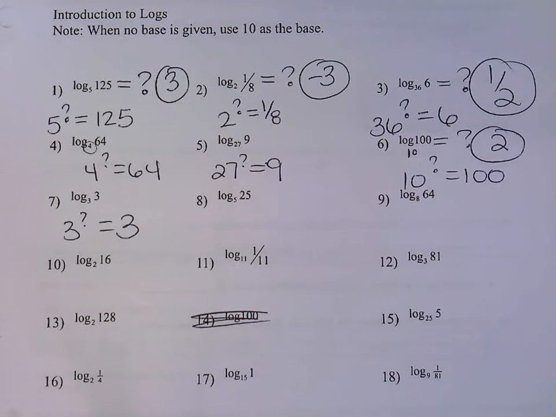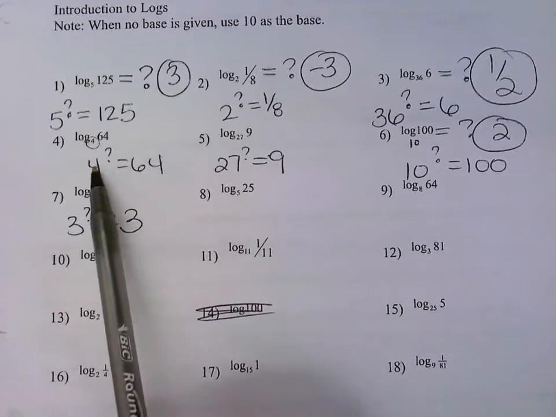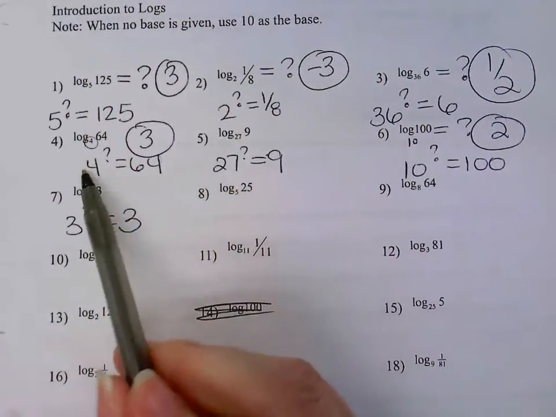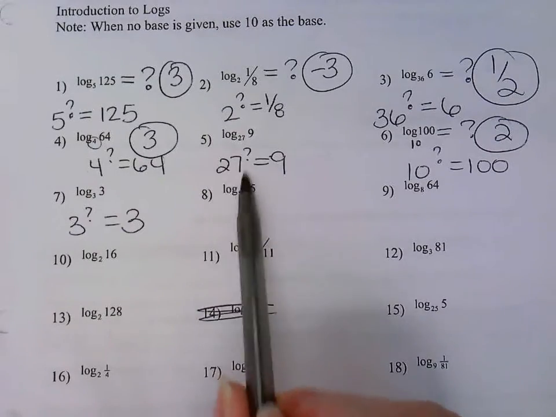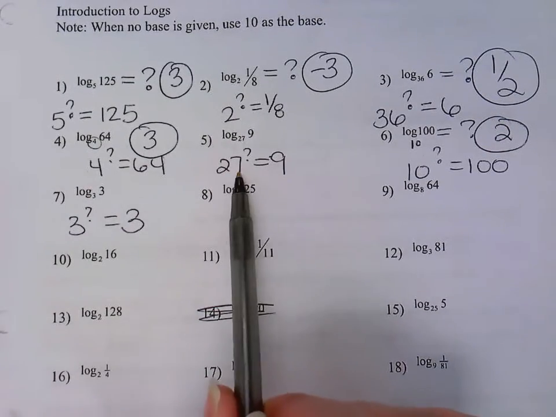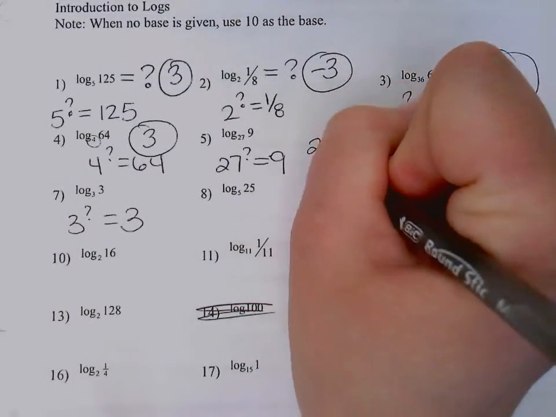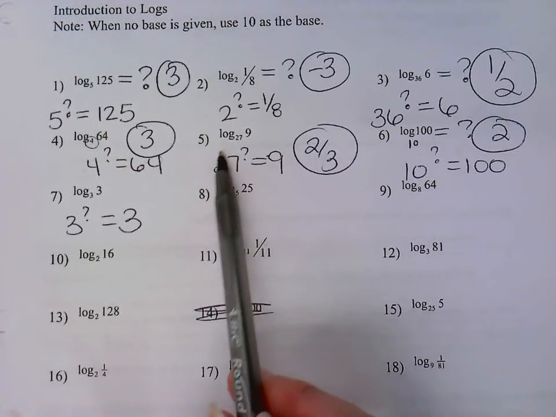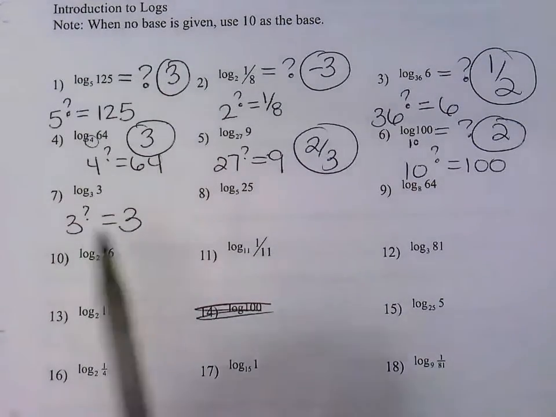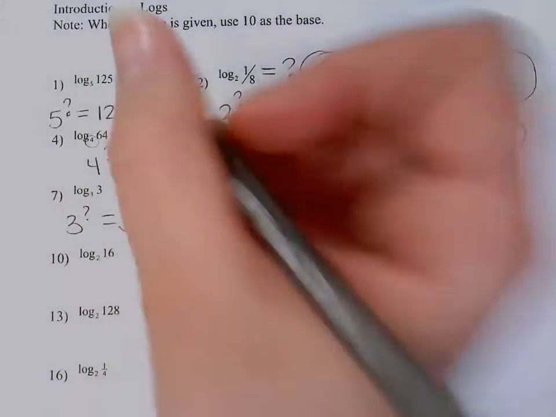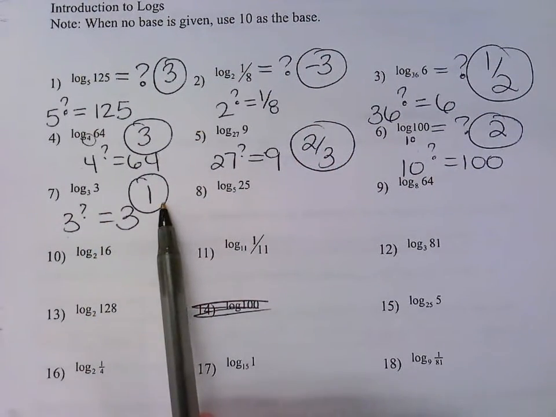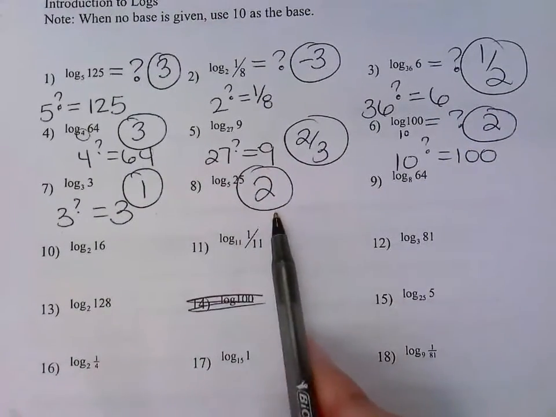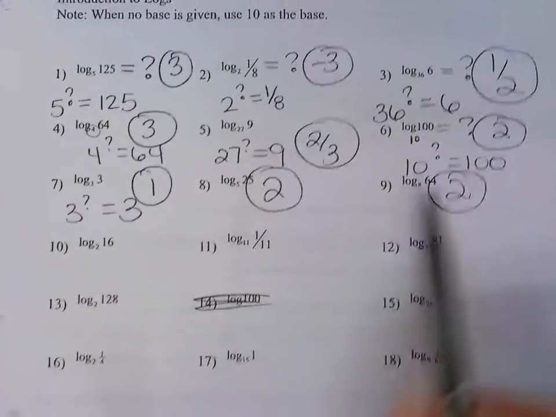So let's go through these problems. This would be 4 cubed, right? 4 cubed is 64. How did you go from 27 to 9? Remember, they both have a base of 3. So 1/3 would bring it down to 3, but then we need to square it. So it actually would be the 2/3 power, right? It's not just dividing by 3. You're taking the cube root and then you're squaring it to get 9. This is 3 to the first is 3, so 1. 5 squared is 25. 8 squared is 64.